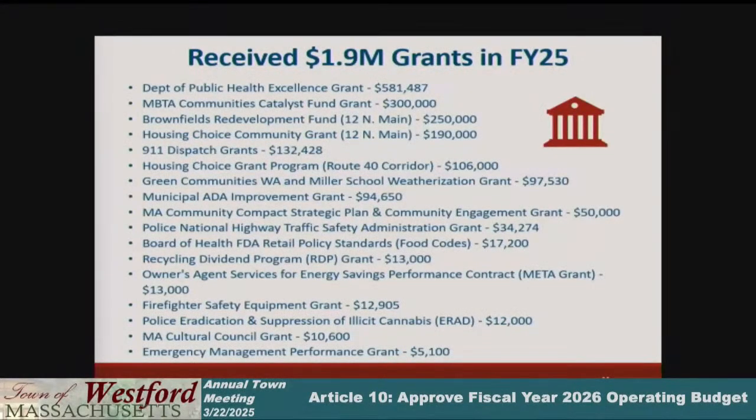I do want to highlight the excellent work of our town staff and board and committee members for obtaining over $1.9 million of state, federal, and local grants. This is only through March of 2025. We still have 3 more months to go. I'm just very proud of the work that our staff and board and committees continue to do to offset the tax base to make sure that we're providing services for our residents.